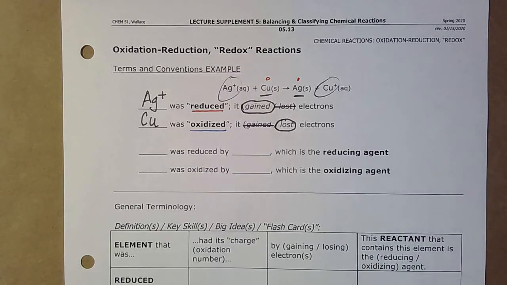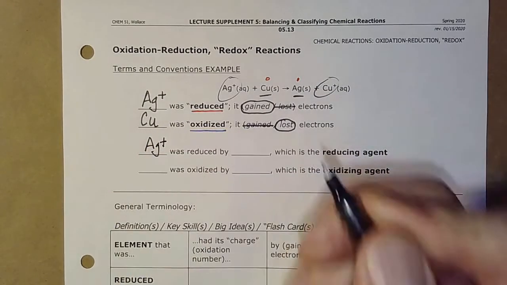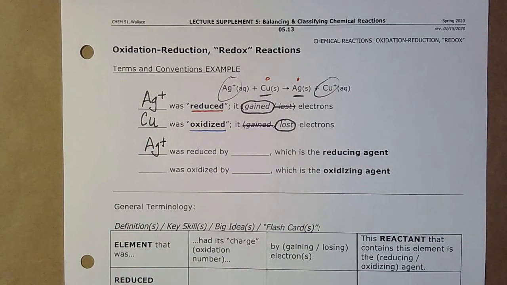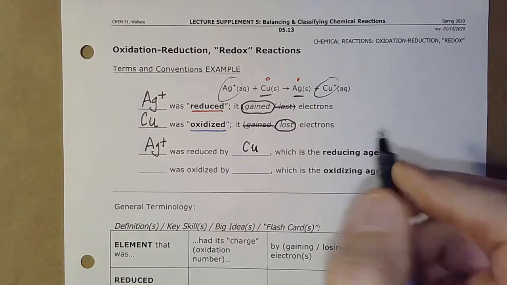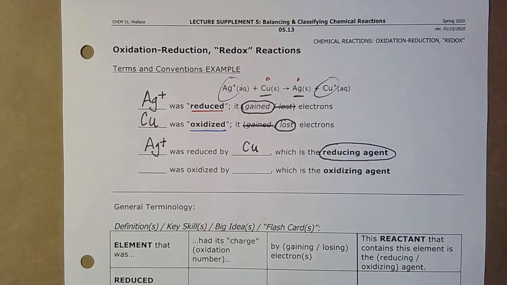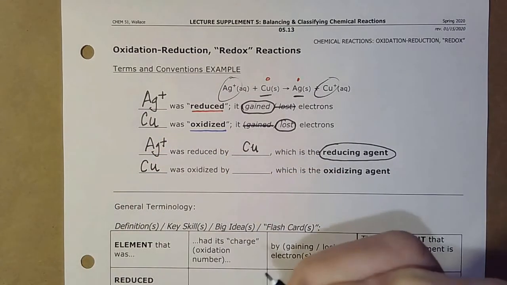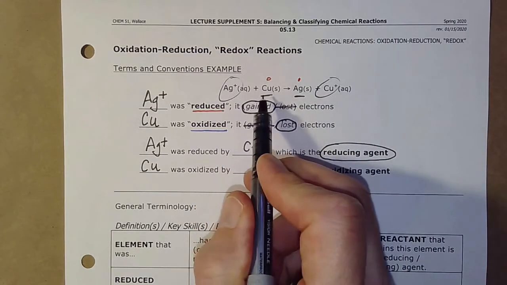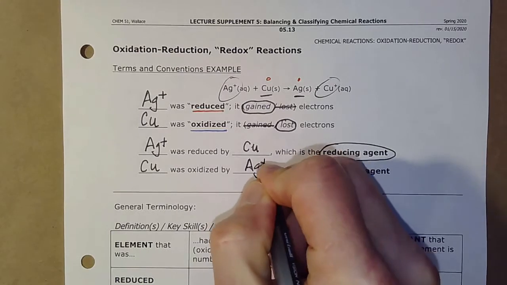Now, these always go hand in hand. One reactant does it to the other. So if silver was reduced, it was reduced by the other thing that was there. It was reduced by copper. And so we say the reducing agent, the other reactant, is the thing that did this reduction. Well, we said copper was oxidized. The other reactant that was there to do that to copper was silver.